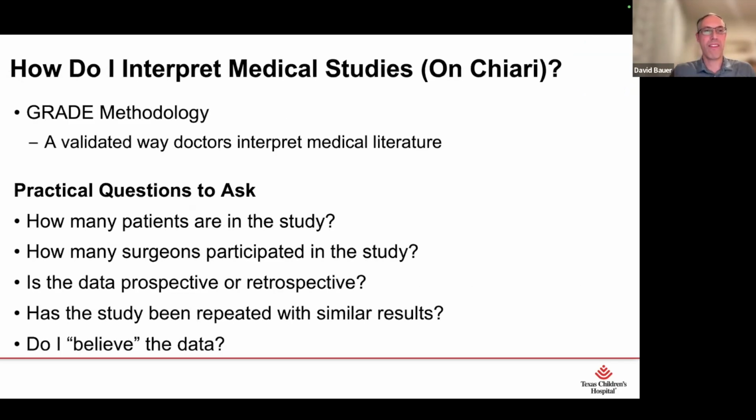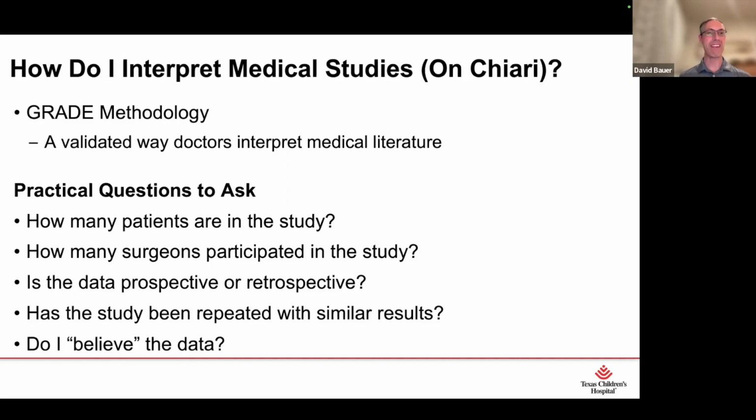And so this goes into the second part of my talk, which really is how do I interpret the medical studies in Chiari? And so there's a methodology. If you're interested in this, I'd suggest that you look at it. You could look it up online. It's called GRADE methodology. And this is a validated way that doctors can interpret the medical literature. So they tell you how to do it, how to rate articles, and then you can understand the quality of the medical literature.